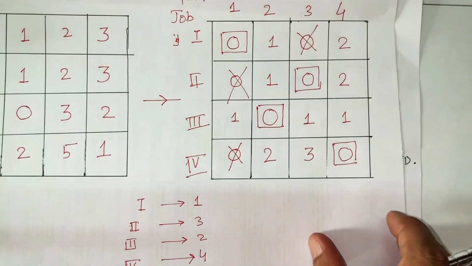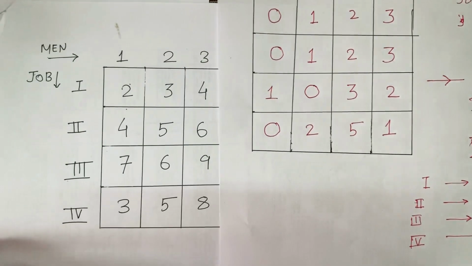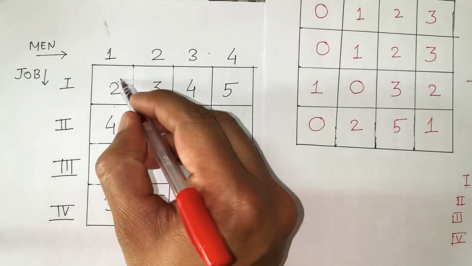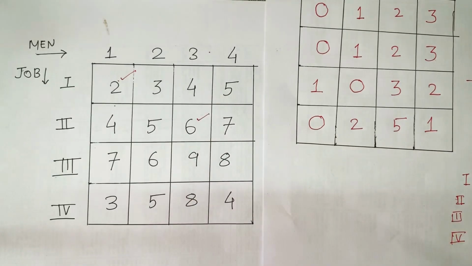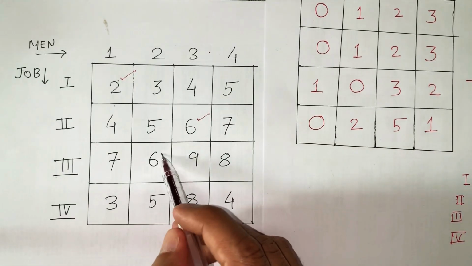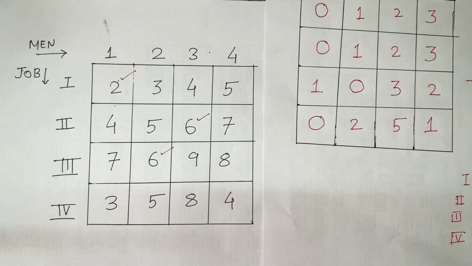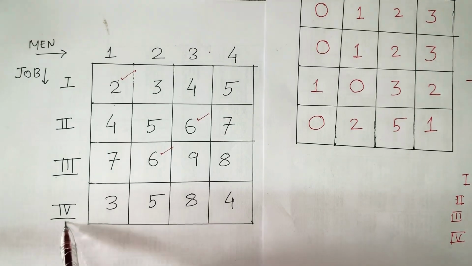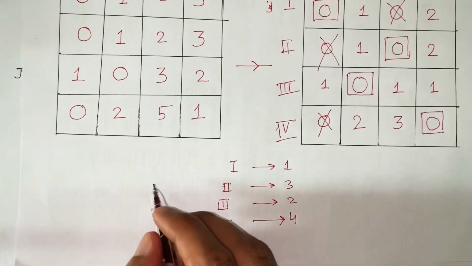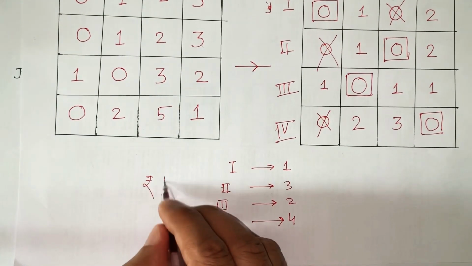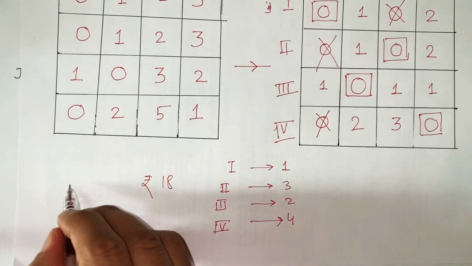What will be the assignment cost? The first man is doing the first job, which costs 2, plus the second man is doing the third job, 2 plus 6 is 8. The third man is doing the second job, that means 8 and 6 is 14, and the fourth man is doing the fourth job, that means 18. So the minimum cost here is rupees 18.